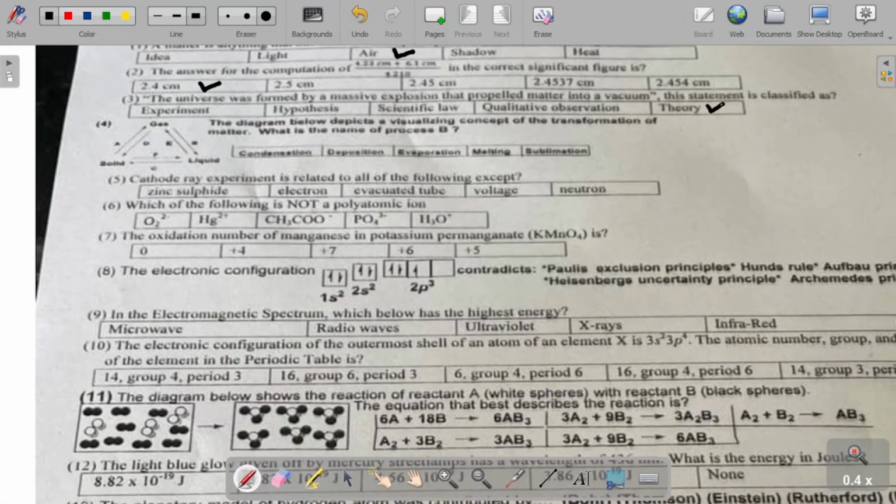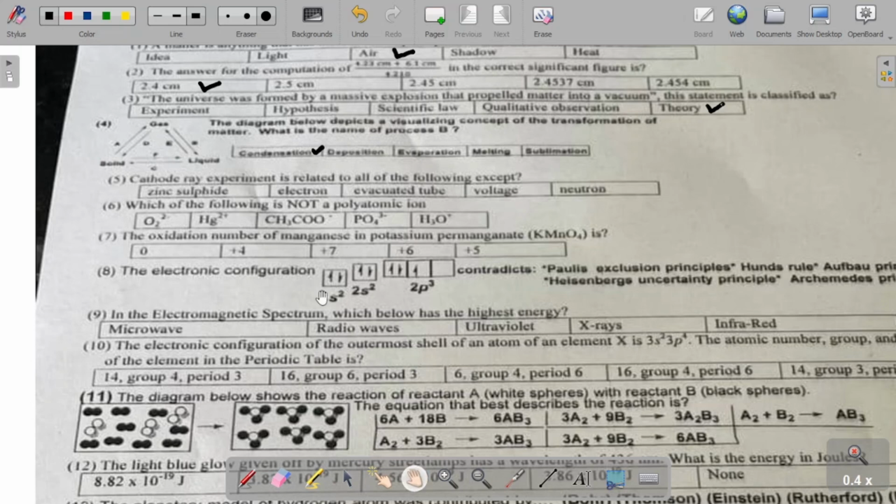So you can see your options there: condensation, deposition, which I've explained, evaporation. Evaporation is when it moves from liquid to gaseous state. Melting is from solid to liquid state, and then sublimation. Sublimation is from solid to gaseous state. So from here, the answer is condensation. All right, that's your answer.